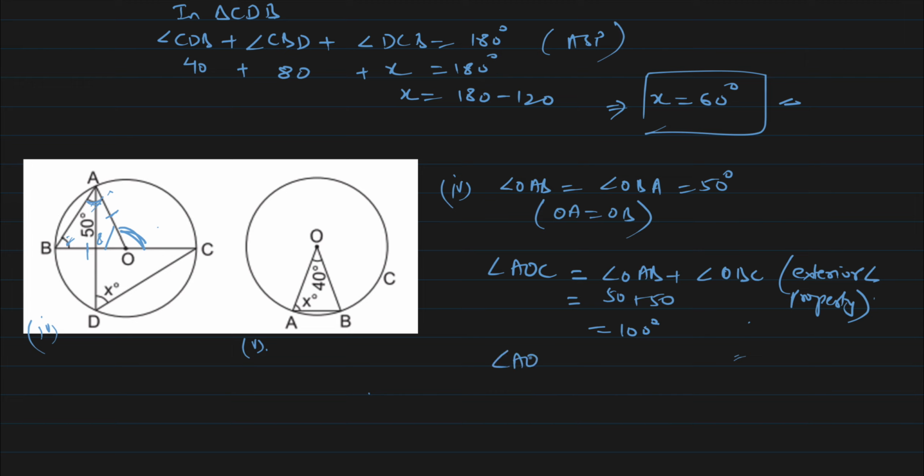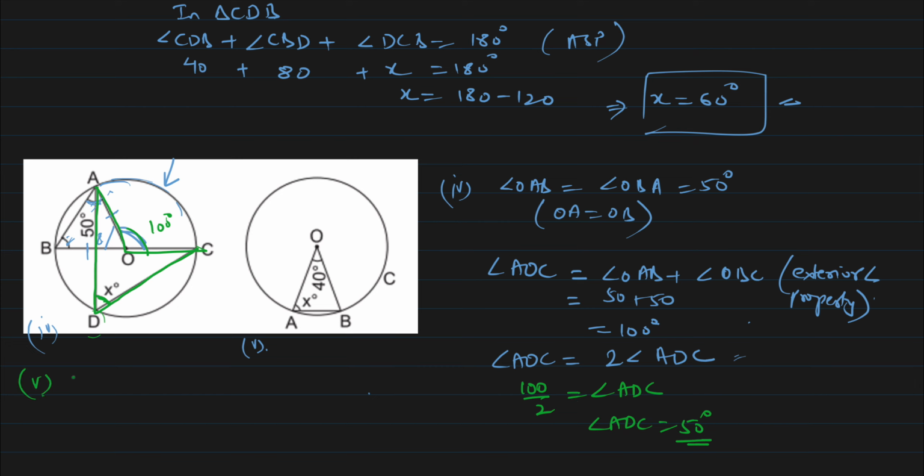Now again, this AOC is twice ADC. Same reason: arc AC is making an angle of 100 degrees at the center, and the same arc is making half of 100 at point D on the circle. So what will be half of AC? It will be 100 by 2, that's ADC, which equals 50 degrees. I hope that is also clear, students.